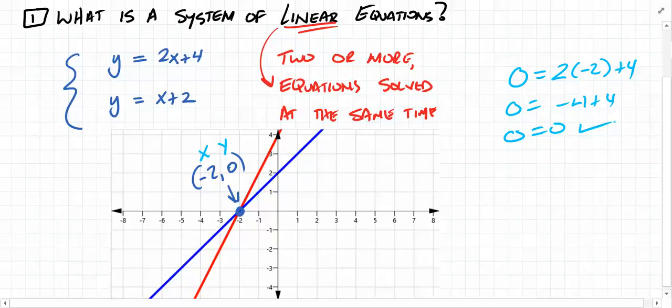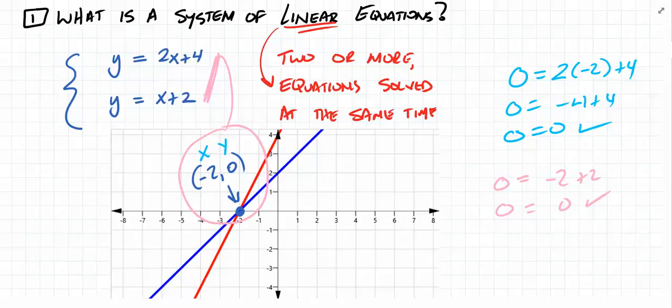I'll use a different color to show you the difference. Again, I'm checking x equals negative 2, y equals 0. So is 0 equal to negative 2 plus 2? Does 0 equal 0? Yes, that's also true. So negative 2, 0 is the only point that both of these equations have in common at the same time. Therefore, the solution to my system is that one single guaranteed point. That make sense?